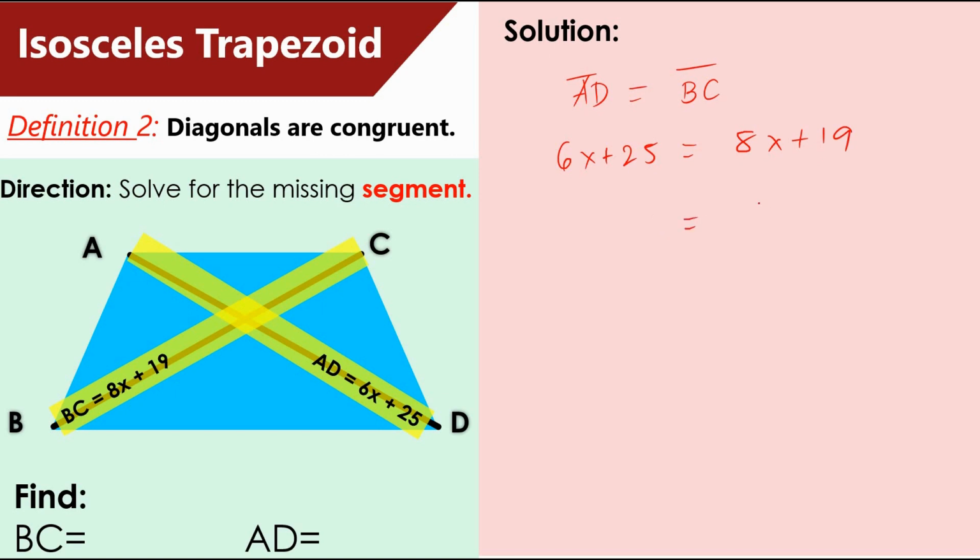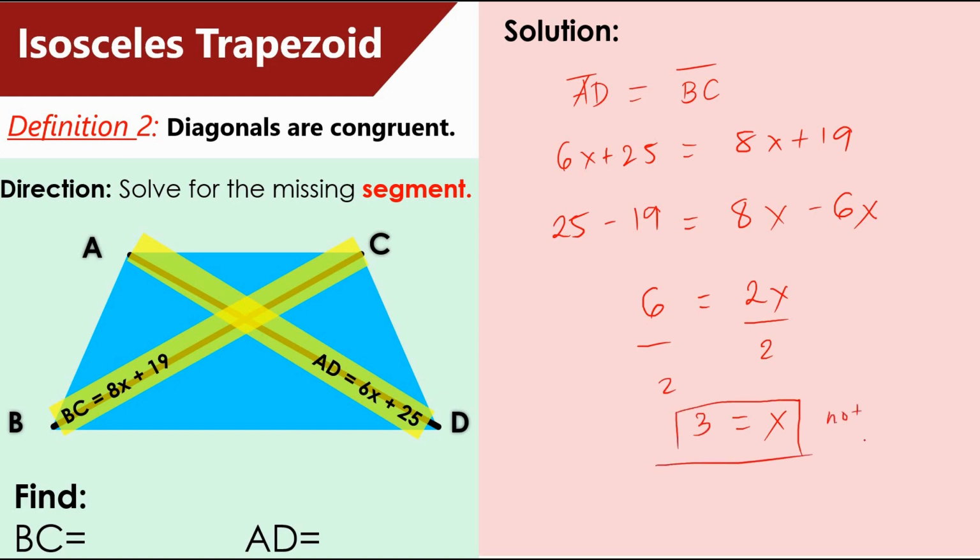Okay, for the next step, let us regroup the terms. So 8x will be brought down on this part, and then 6x will be transposed. This will become negative 6x. The remaining terms will be written on this side. That would mean 25 will be brought down with the same sign, while positive 19 will become negative 19. For the next step, let us now combine the similar terms. So 25 minus 19 is 6, while 8x minus 6x is equal to 2x. To get the value of x, let us now divide both sides by 2, which leads to an answer of 3. As what I said a while ago, this is not yet the final answer.